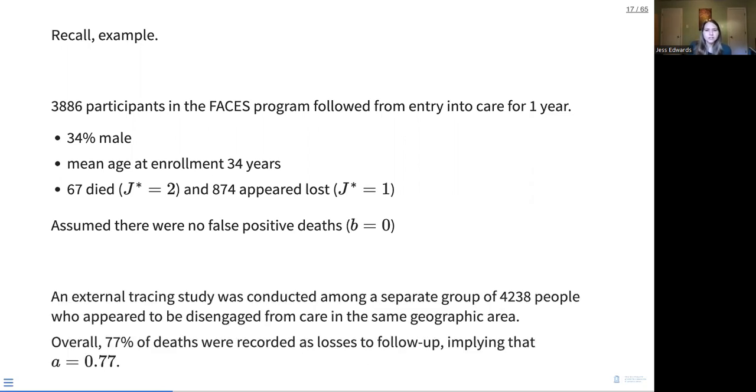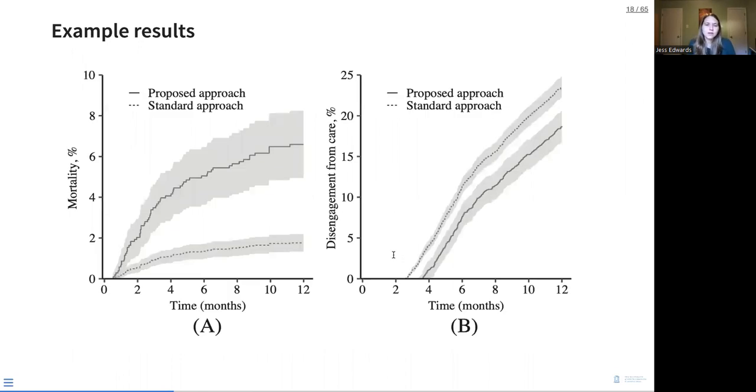But an external tracing study was conducted among a separate group of about 4,000 people who appeared to be disengaged from care in the same area. And overall, among that group of 4,000, 77% of the deaths that actually occurred were recorded in the data as losses to follow-up, implying that A here equals 0.77 and B equals 0. And so when we applied these values of A and B to our proposed estimator, we see these results, where the cumulative incidence of mortality prior to loss to follow-up actually changed substantially after applying this approach.